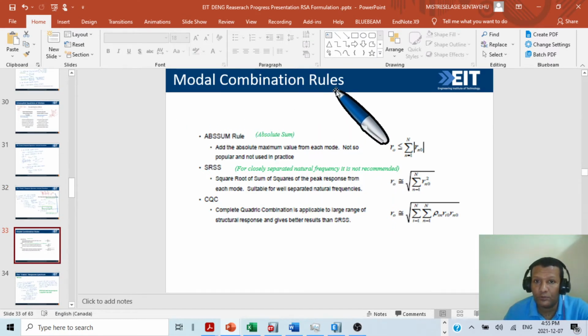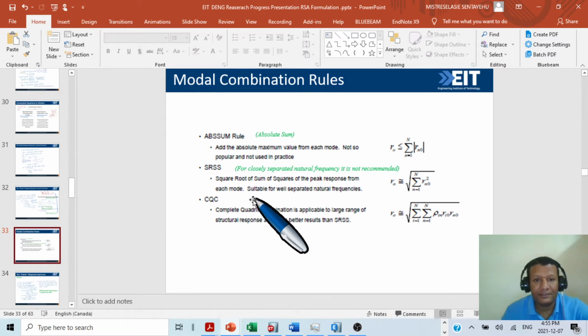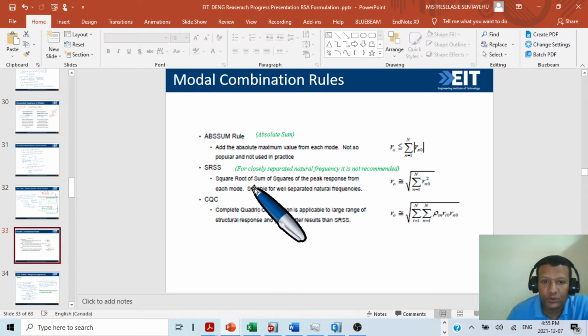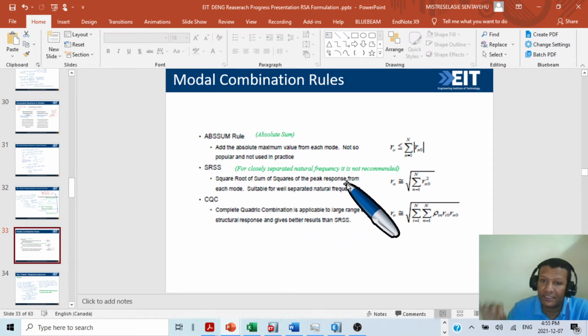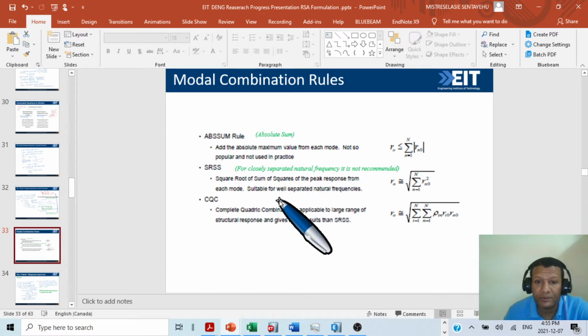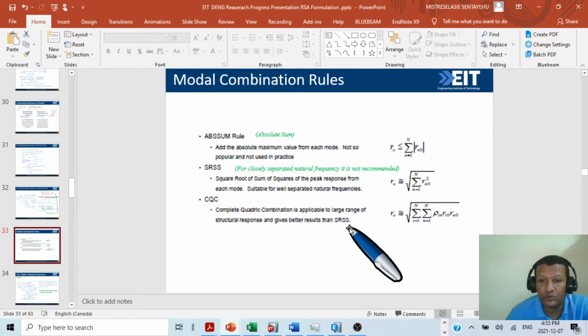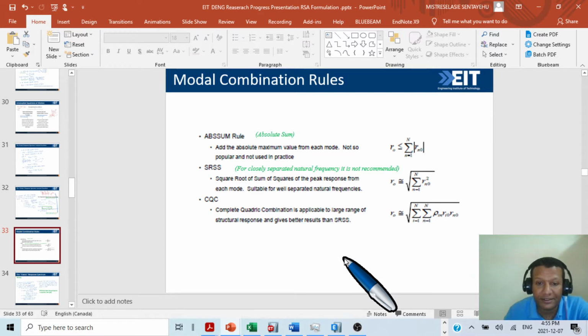So this is the modal combination rule. As I told you, SRSS is the square root of the sum of squares of the peak responses from each mode, suitable for well-separated natural frequencies. Complete quadratic combination (CQC) is applicable to a large range of structure response and gives a better result than SRSS.